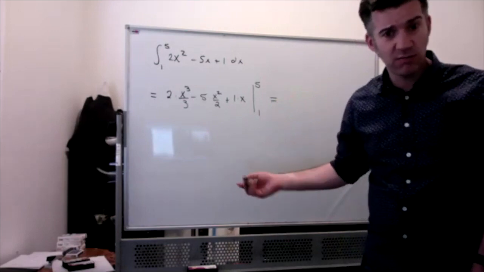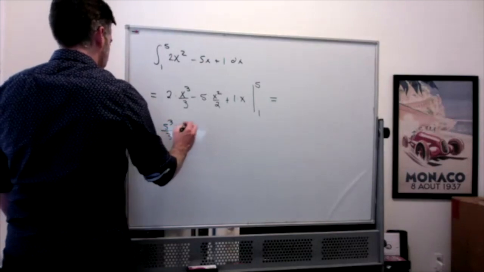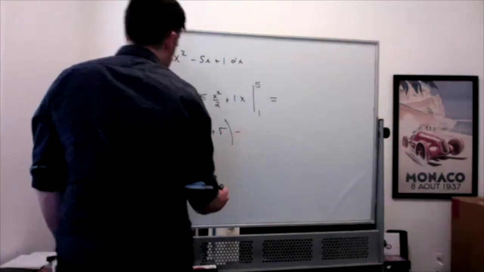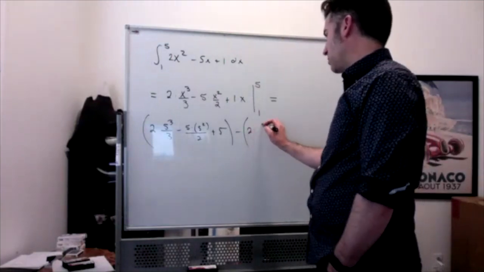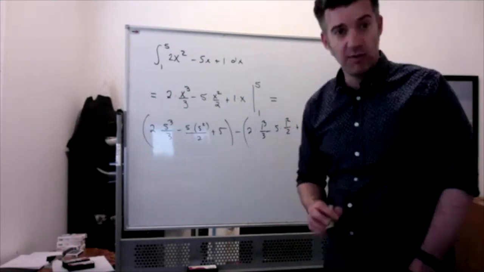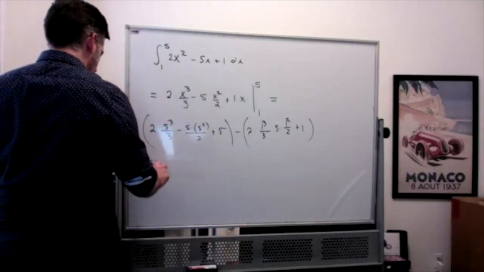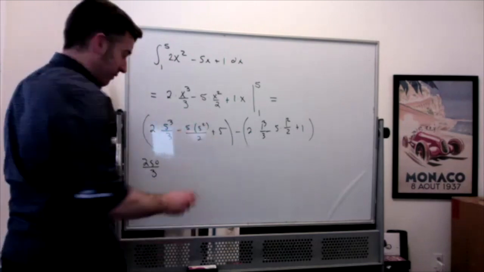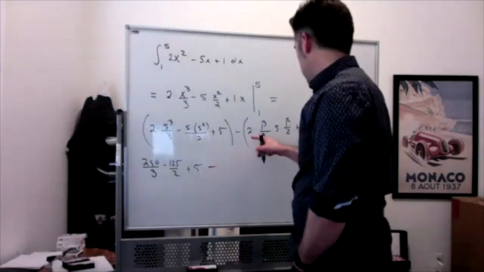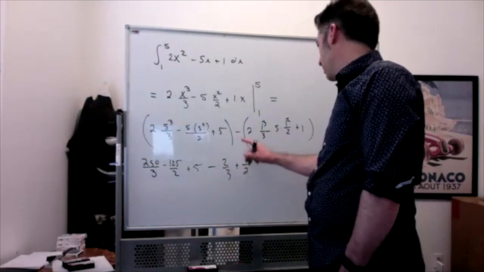Let's check to see if we get the same answer. Plug in 5, I get 2 times 5 cubed over 3 minus 5 times 5 squared over 2 plus 5, minus, plug in 1, I get 2 times 1 cubed over 3 minus 5 times 1 squared over 2 plus 1. See what we get. 5 cubed is 125, so 2 times 125 is 250 over 3. 5 times 5 squared is also 125, so 125 over 2 plus 5, minus 2 times 1/3 is 2/3. Minus a minus is going to be plus 5/2. And minus 1 is minus 1.